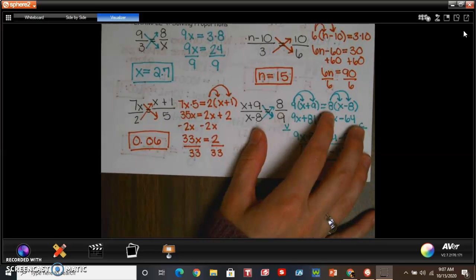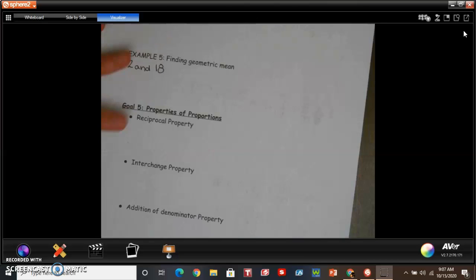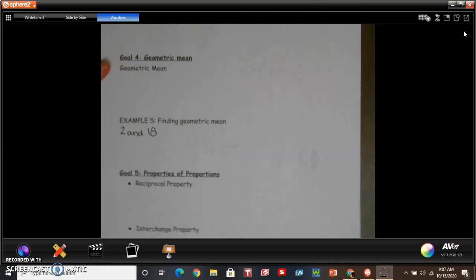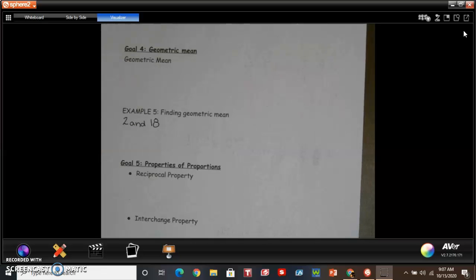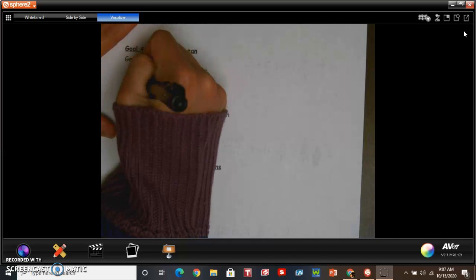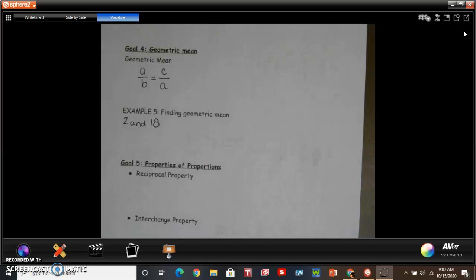All right, moving on to goal number 4, geometric mean. So now this is talking about what's going to happen when you're dealing with proportions and geometry. They tell you there's this special property that happens in geometric figures called the geometric mean. And it's talking about whenever you have, let's say, A over B equals C over A, something like that. All right? If you notice, you have two of the same things. They're talking about this happening in geometry, and it happens a lot.